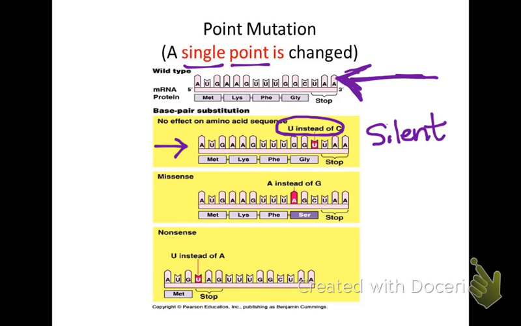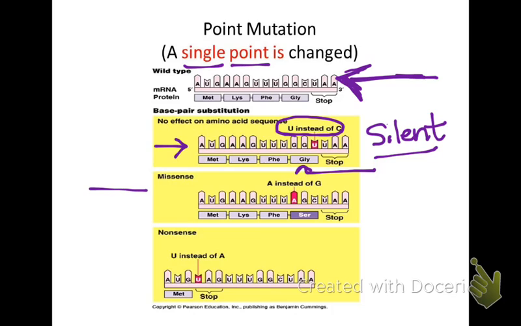So in a silent mutation, there is actually no change, because the transfer RNA is going to bring glycine either way, whether it is GCU or GGU. It is still bringing glycine, so the amino acid that's brought is unchanged. You're going to get the same protein, so there is no change in the organism. You may never even know that it has occurred.